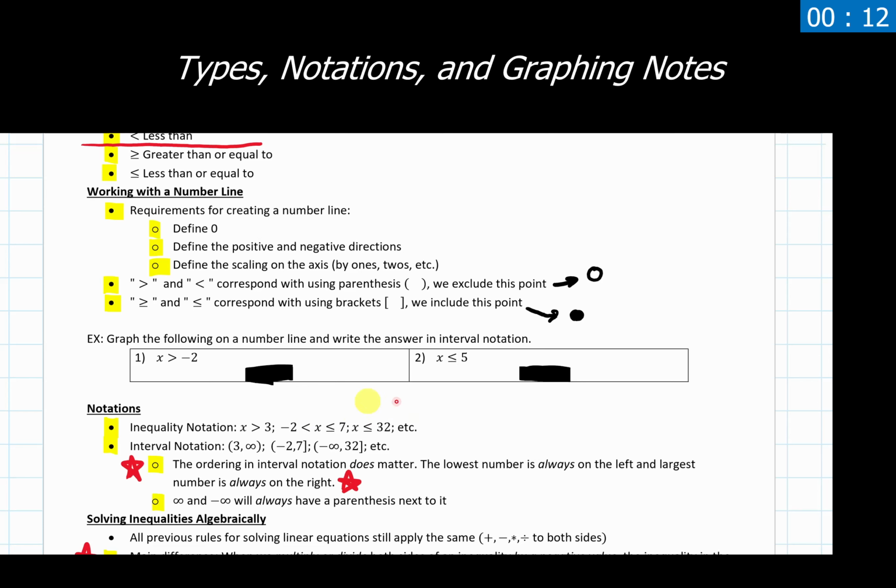So let's jump in and take a look at our first two examples of graphing these two inequalities on number lines, and also get some practice with writing them out in interval notation.